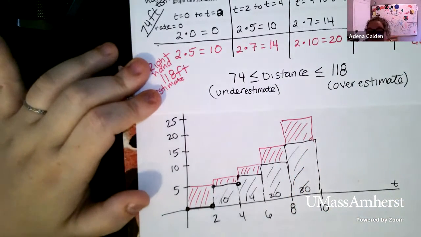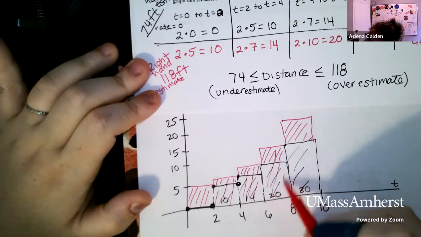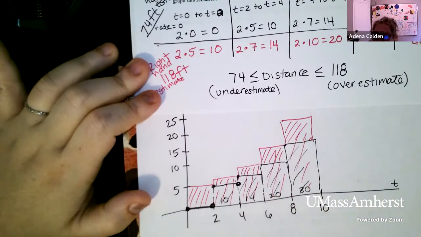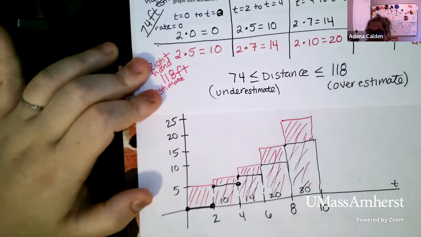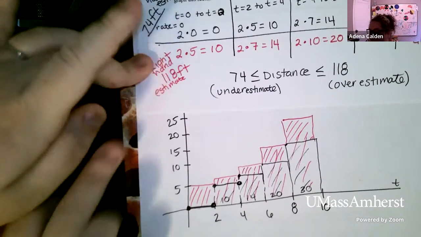So our red rectangles gave us more area. And we can see that the red has a higher area than the black. So our right-hand estimate was bigger than our left-hand estimate.